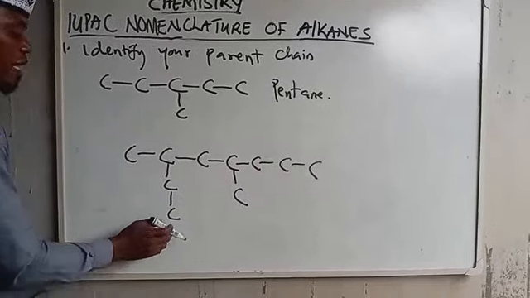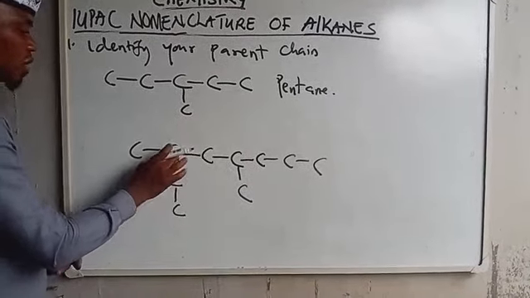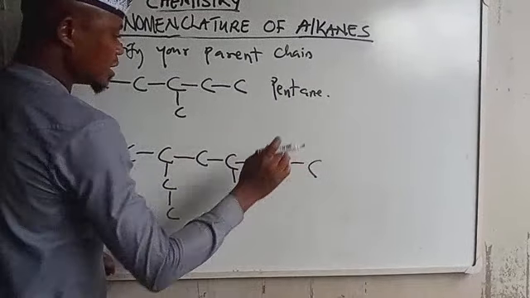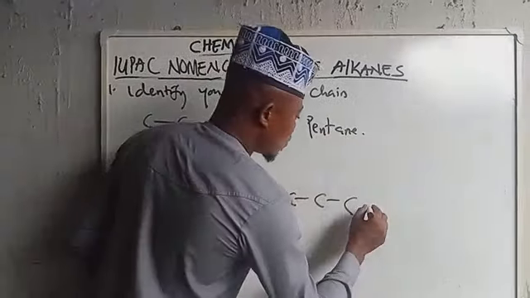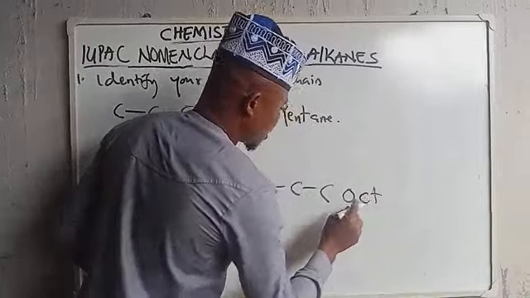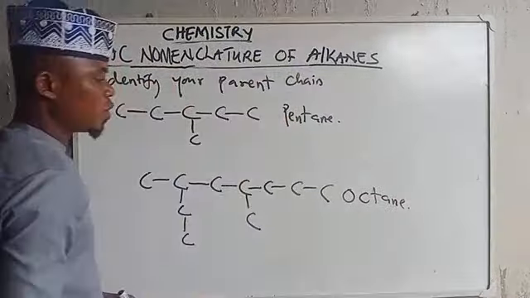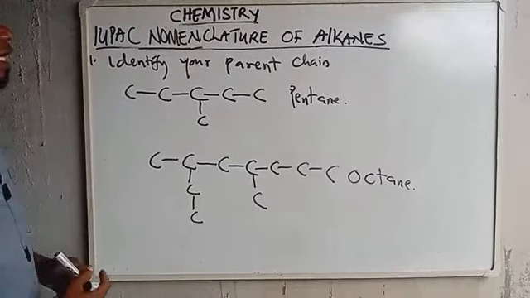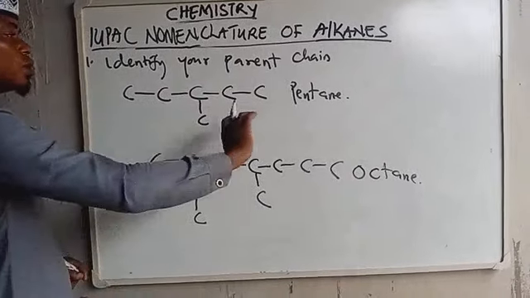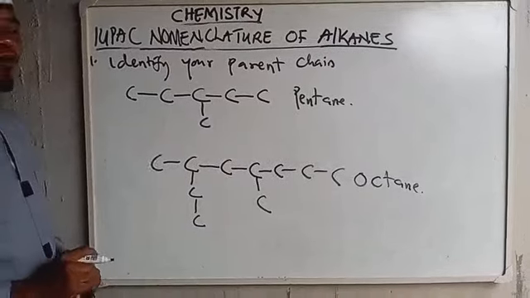It's the chain with the highest number of carbons. So, it's going to be 1, 2, 3, 4, 5, 6, 7, 8. Since it has 8 carbons, we're going to call it what? Oct. And since it's single bonds that are here, it's only going to be an octane. So you have to identify your longest chain as the root or the parent hydrocarbon.